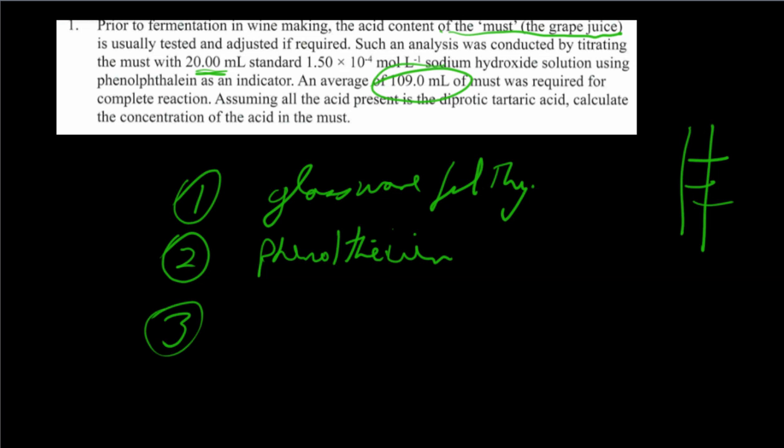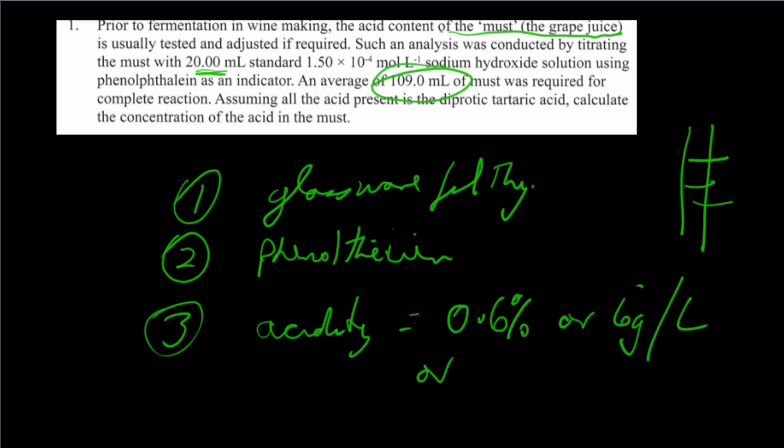Because I smelt a rat with this question, I went and had a chat to my old mate Dr. Google, okay, and generally acidity in must equals 0.6%, or 6g per litre, or if you're comparing it to tartaric acid, about 4.2 times 10 to the minus 2 moles per litre.